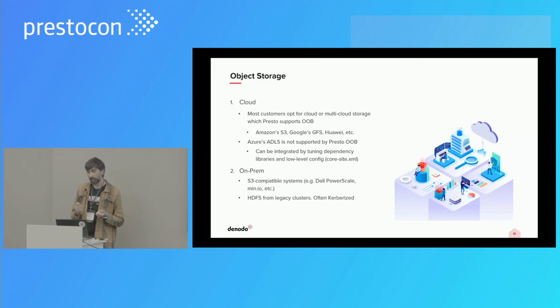The first thing that I decided to start with here is object storage. There's a variety of object storage options, and we have seen a lot of different things. Most people are working these days in cloud systems. So you have S3, you have Google. Those are supported out of the box by Presto. Then you have things, especially if you're working in the Chinese market. Huawei, for example, has an object storage compatible with S3. Those work out of the box. Now, the one that does not work out of the box, and it's a little painful to configure, is Azure.